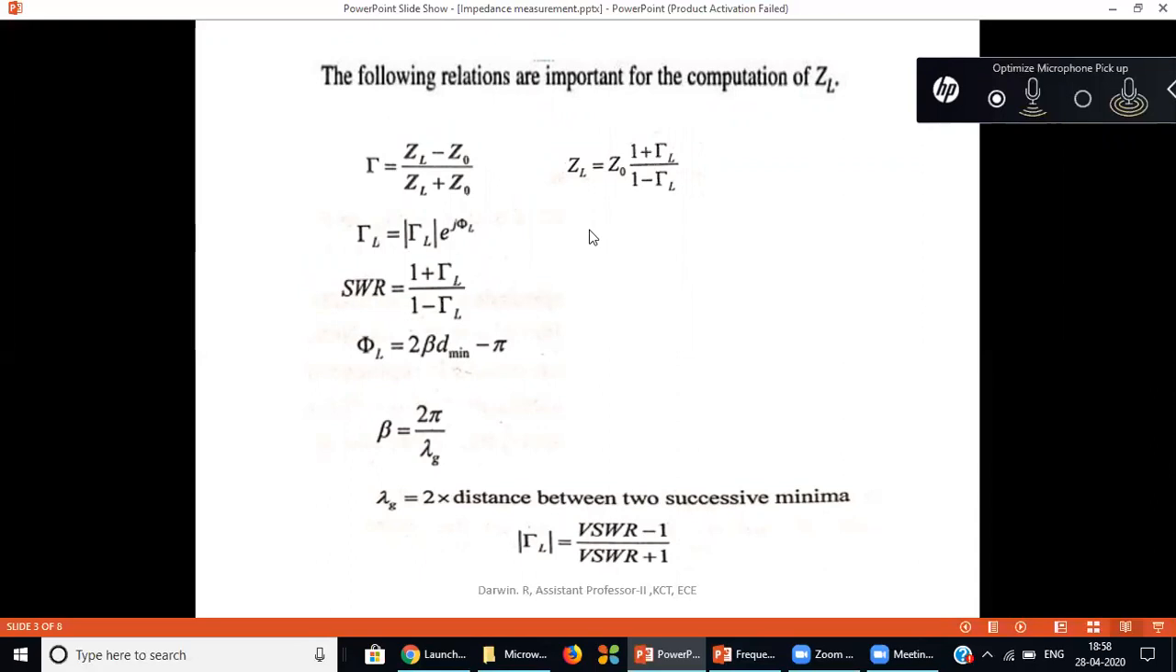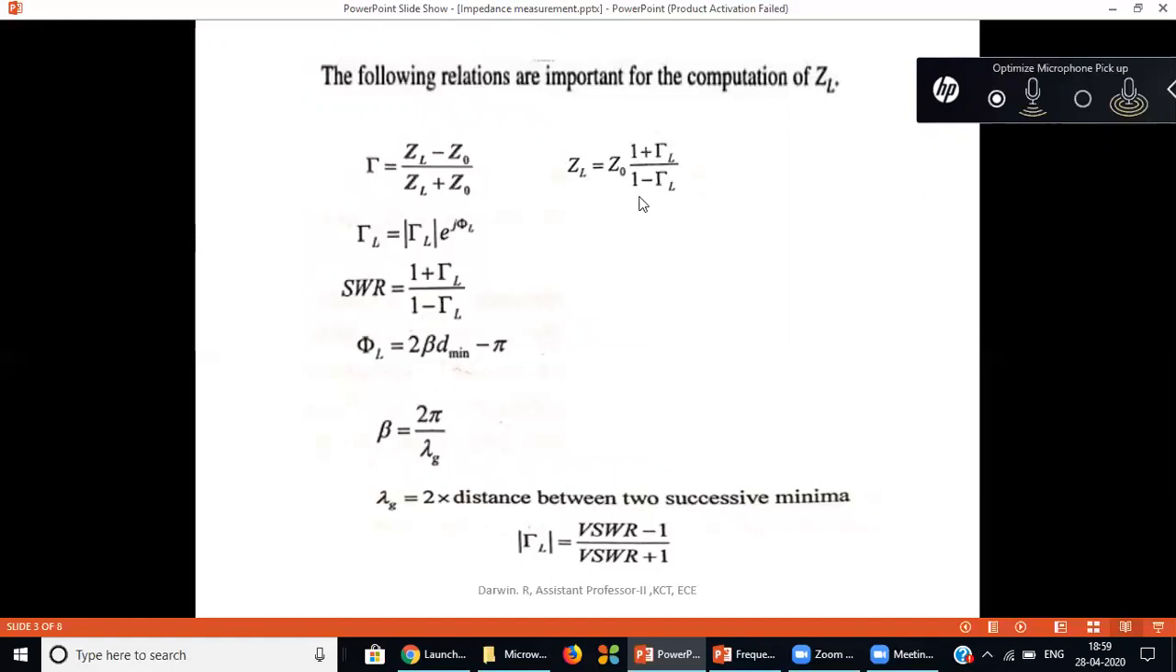In the slotted line method, we'll be using the following formulas, which are familiar to all of you. The first one is the reflection coefficient, gamma equal to (ZL minus Z0) by (ZL plus Z0). We may have learned this equation even in transmission lines and waveguides. From this we can derive ZL, the load impedance, which is what we are going to find out.